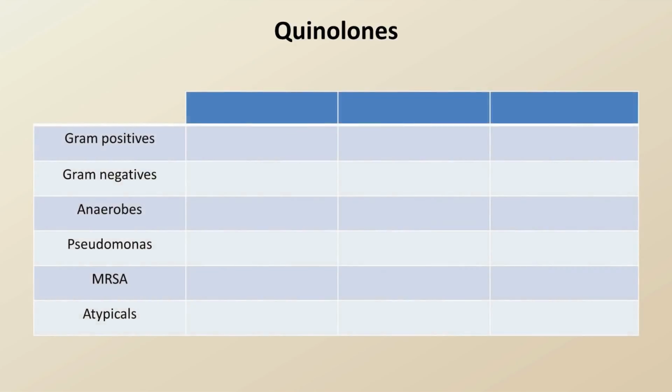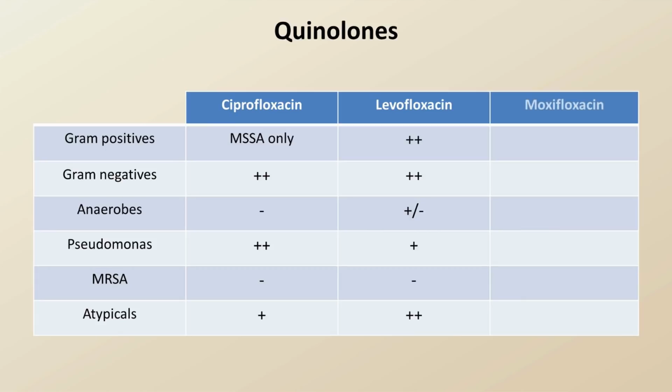Let me quickly review the spectrum of activity of the three big quinolones. Among the gram-positives, ciprofloxacin only covers MSSA, but has excellent gram-negative and pseudomonal coverage with fair atypical coverage. Levofloxacin covers gram-positives, gram-negatives, atypicals, and a bit less so Pseudomonas. And moxifloxacin covers gram-positives, gram-negatives, atypicals, is okay for anaerobes, but does not cover Pseudomonas at all.